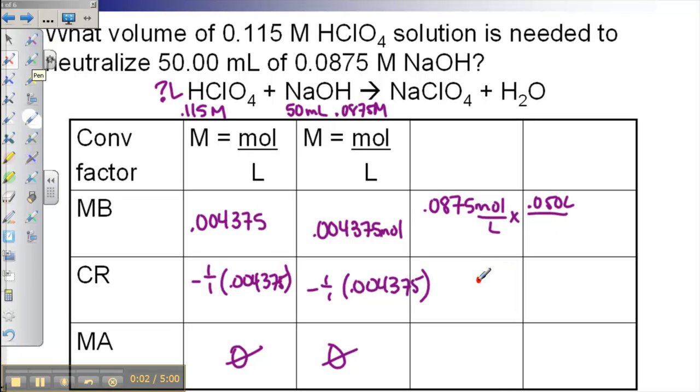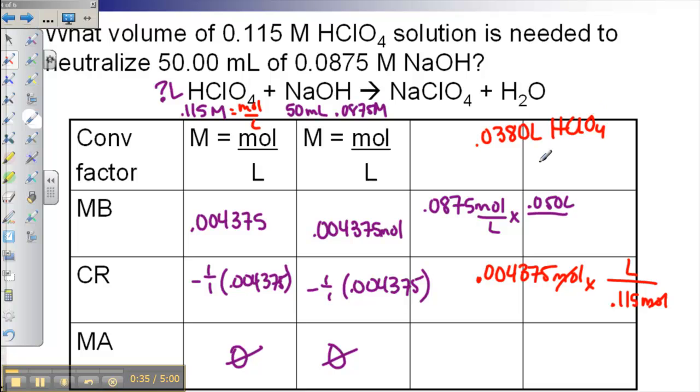So we can start with our moles, 0.004375 moles. Now using the molarity, remember that molarity is the same as moles per liter, so we can put 0.115 moles on the bottom, liter on the top. And that way our moles cancel. So basically we're dividing, and when you do that math, you get an answer of 0.0380 liters of perchloric acid, or that's 38.0 milliliters of perchloric acid.